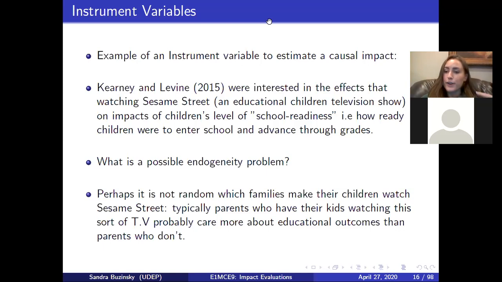And of course, when you're estimating that effect, we never want selection bias because then we're just measuring differences between two populations. We're not estimating a treatment effect. So how do they get around this? Maybe with an IV.